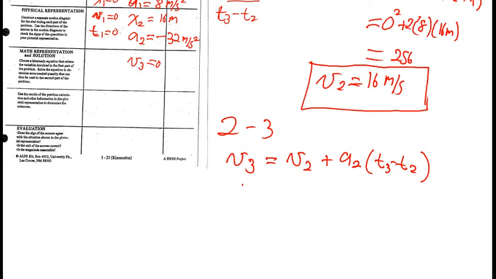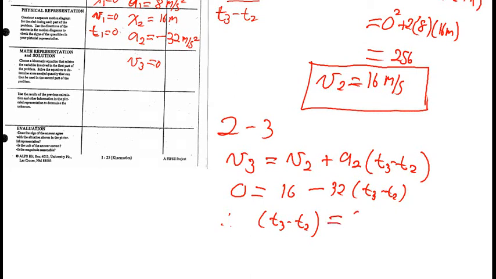So the final velocity is equal to 0. The velocity at point 2 is 16 meters per second, minus 32 times t3 minus t2. So obviously then that has to be equal to 1/2, because 1/2 times 32 gives us 16. So that would be 0.5 seconds. So it takes this rocket sled then a half a second to slow back down to rest after it accelerated for the first part of the problem.